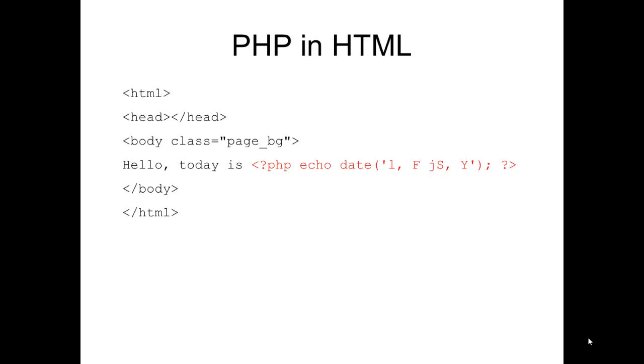So here's our HTML document that just says, hello, today is, and we want today's date. How do we get today's date? We run a little PHP program. Echo just means write to the screen, the date, and then we've got a format string for telling us how to write that. So that means every time that web page is loaded up, it tells you what the day and date is.